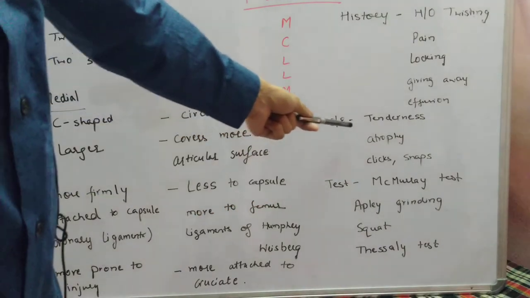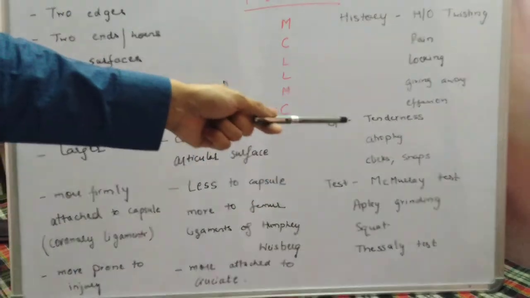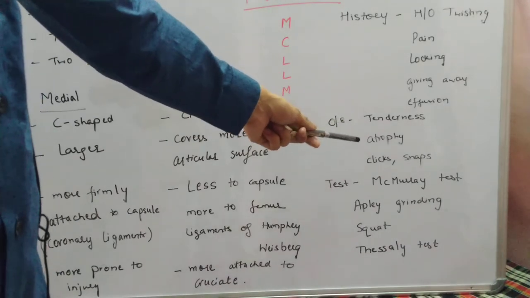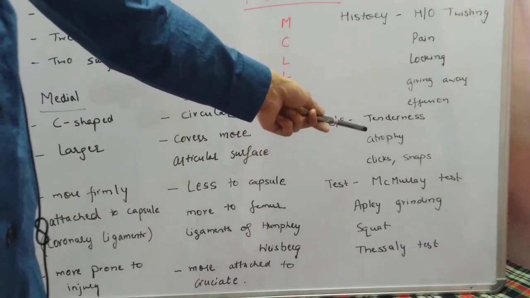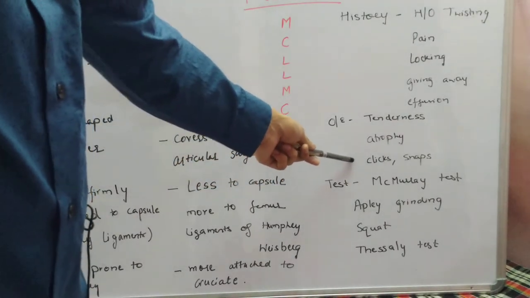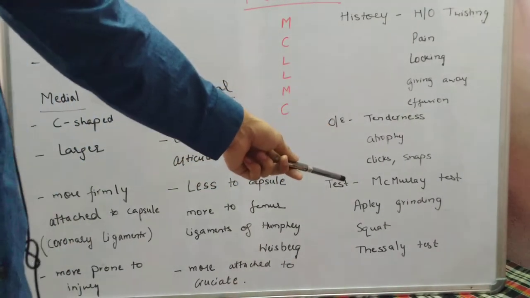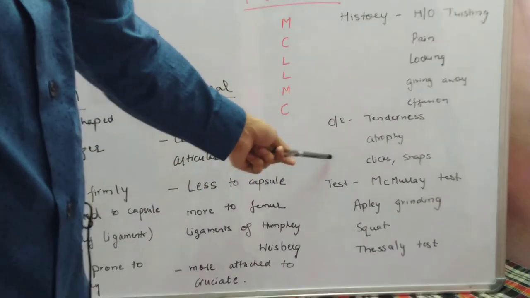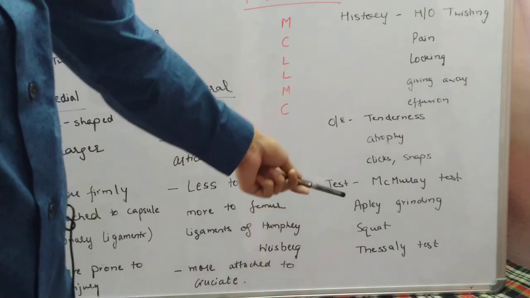On examination, there will be tenderness at the level of the joint line. So joint line tenderness is specific for the meniscal injuries. Plus in chronic cases, there might be atrophy of the quadriceps muscles, and there might be clicks and snaps of the knee joint while flexion and extension of the knee joint. In chronic cases, these two features might be seen.